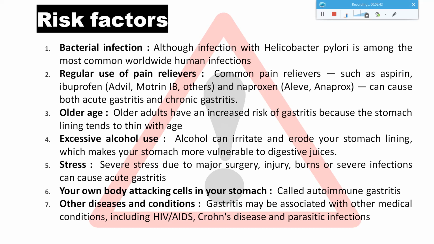Apart from that, excessive alcohol use can lead to issues. Too much stress also can lead to these kinds of issues. And at certain times, your body starts attacking your stomach cells by itself. So this is really a complicated situation. This is called autoimmune gastritis. And certain other conditions like HIV, AIDS or parasitic infections also can lead to these complications.